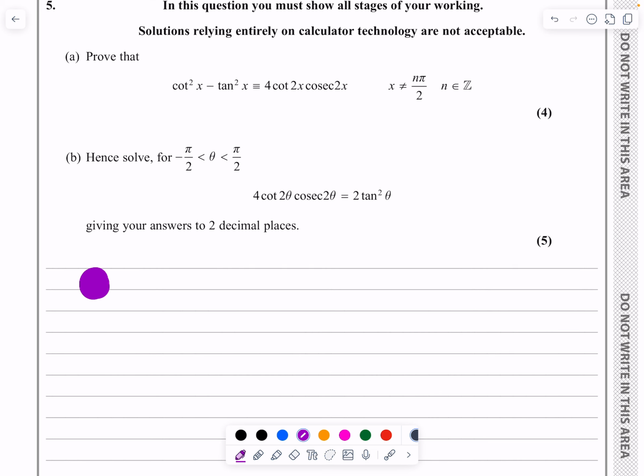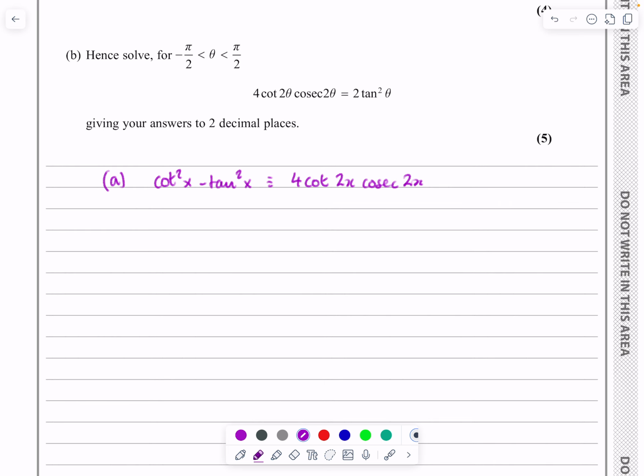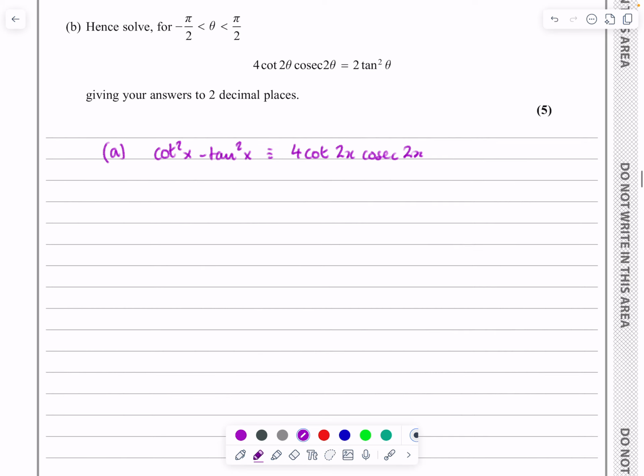Part A then says that we've got cot squared minus tan squared, and we're trying to prove it's identical to 4 cot 2x cosec 2x. Now, one of the first things I'm always asked is, well, how do you know where to get started? And the simple answer is, I don't normally. I think you could start with the right-hand side and get to the left-hand side. I'm not going to try that. I'm going to try the left-hand side and see if I can make it the right-hand side.